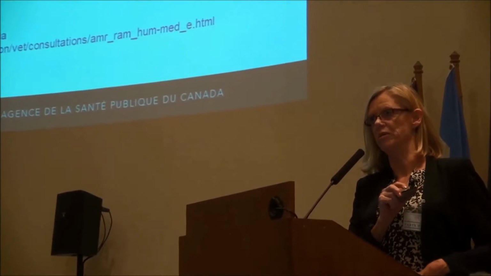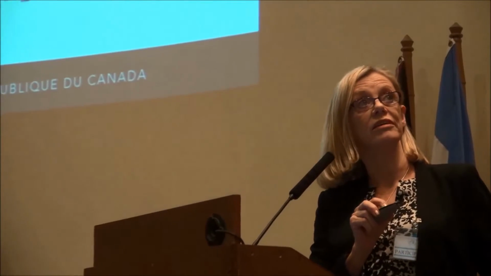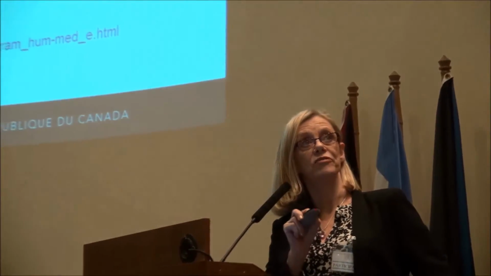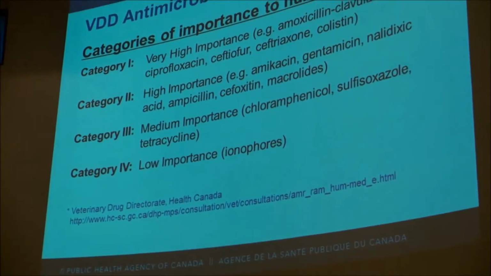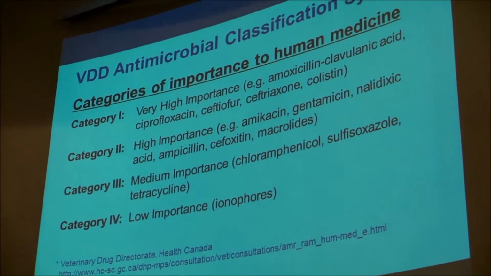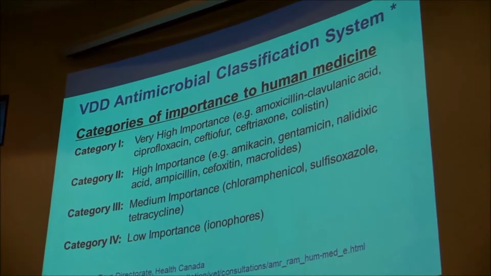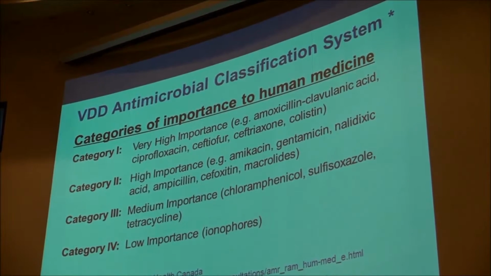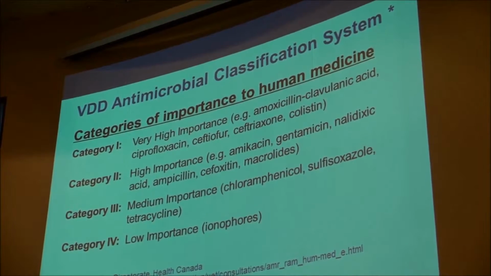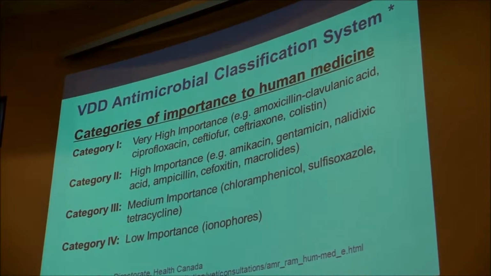One of the things that we have used when we're describing our data is this categorization system that was developed by our Veterinary Drugs Directorate at Health Canada. So this is how we categorize 1 through 4: very high, high, medium, and low importance, which is the sort of non-human use antimicrobials, which includes the ionophores. The very high ones we're more concerned with are the antimicrobials considered of very high importance in human medicine, which include the fluoroquinolones and the third-generation cephalosporins. So we do tend to pay attention to that, and when we're reporting integrated results, that's how we tend to focus a lot of our paragraphs on it.